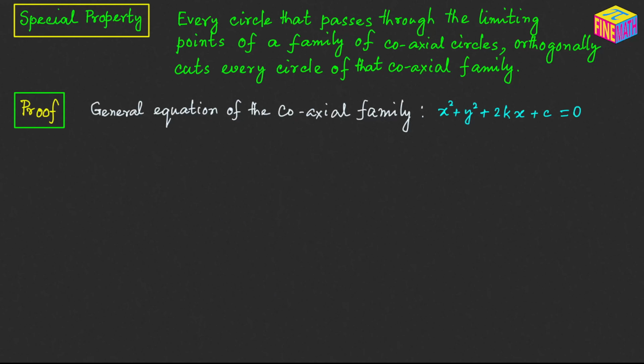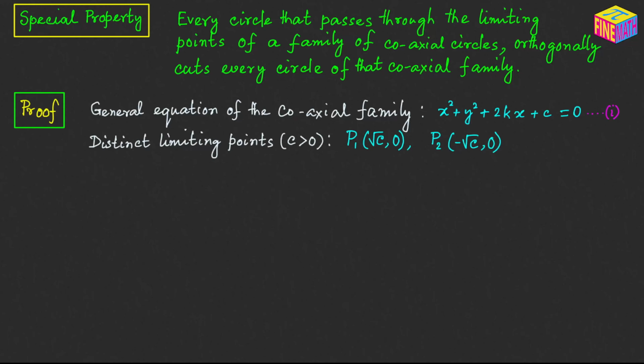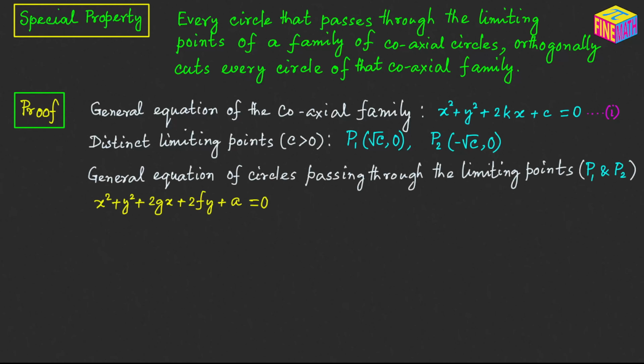Let's suppose the general equation of the coaxial family is like this, where k is a parameter, and I am going to number this equation as equation number 1. And we have seen in this video that the two distinct limiting points can be written like this. One would be positive square root of c comma 0, and the other one will be negative square root of c comma 0. And then I'm going to now talk about the equation of the green dotted circles that we just saw in the diagram. So if we assume that the equation of the green dotted circles is like this, here the constant term is being called lowercase a instead of c, because I have already used the lowercase c in the previous equation.